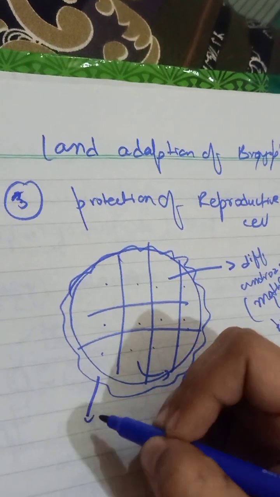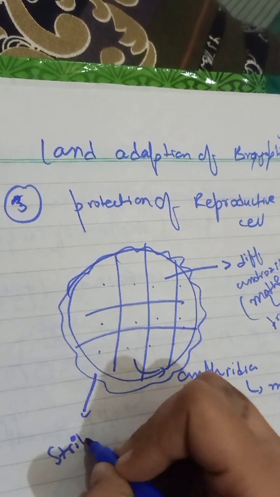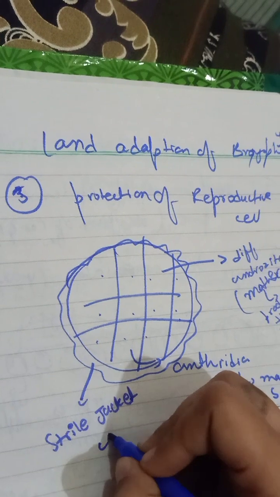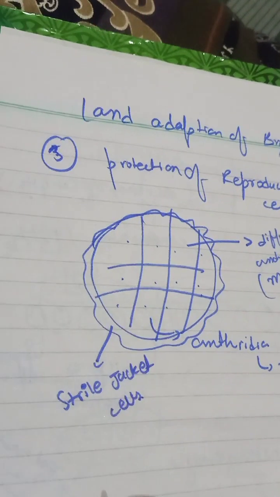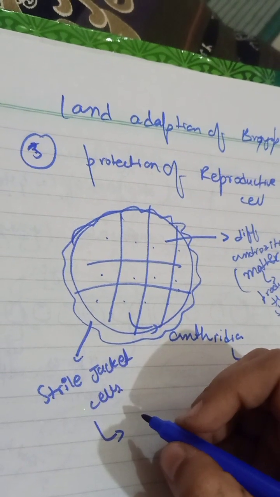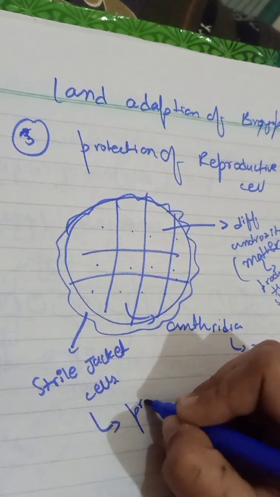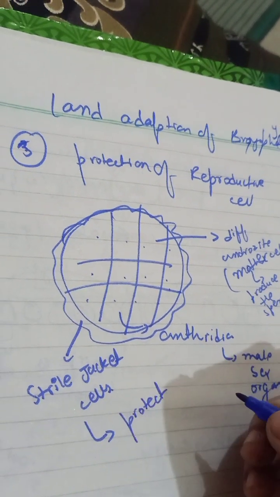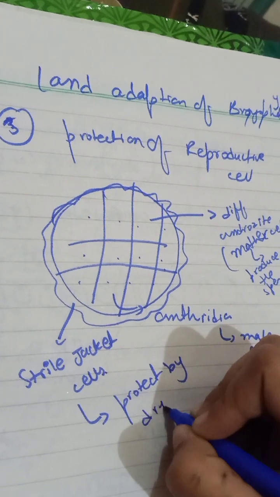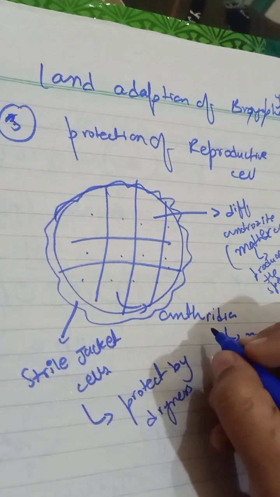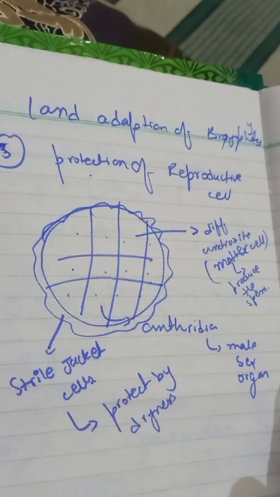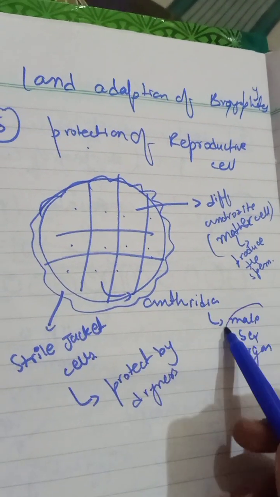This is a sterile jacket cell layer. It basically doesn't play a role in reproduction, but it protects the antheridia from dryness, which means it keeps the antheridia moist. This was the protection of the reproductive cell. This was the antheridia, the male sex organ.